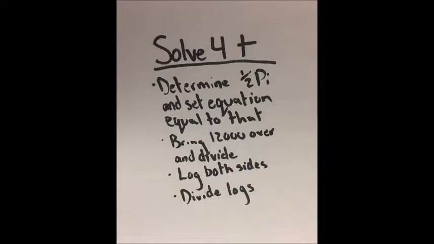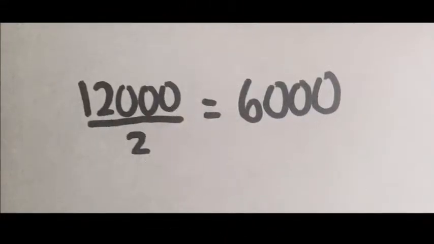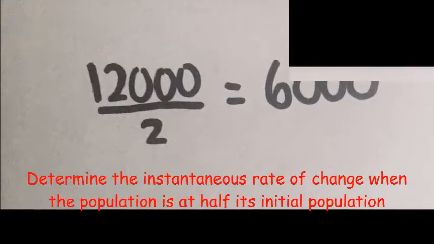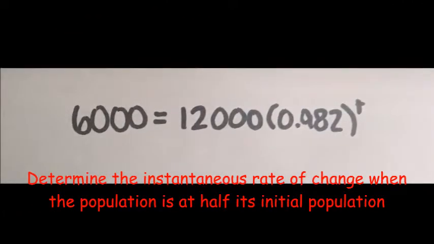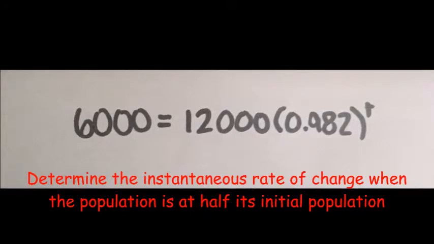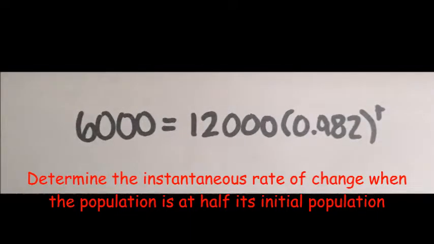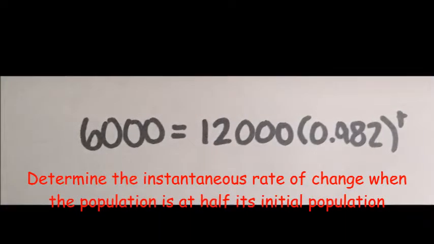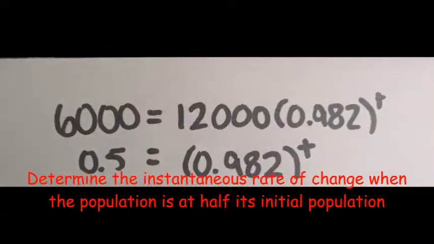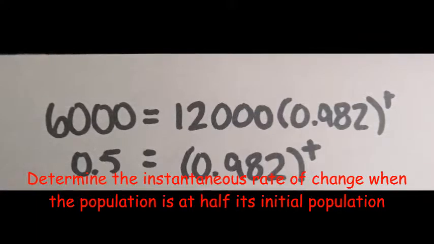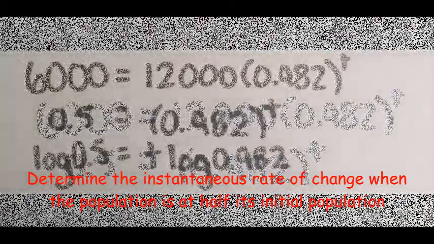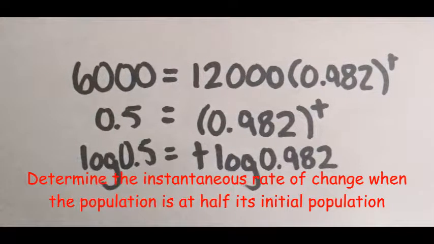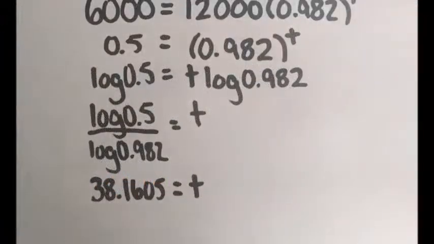To begin, start by using the original statement, which gives an initial population of 12,000 and divide by 2. You get 6,000 people in the town. This represents P(t). Using the original equation created in part A, we can substitute 6,000 in as P(t). Now bring 12,000 over to the left and divide so that the left side of the equation is equal to 0.5. To solve for t, take the log of both sides of the equation. t goes out front on the right side. Now divide the logarithms one over the other.